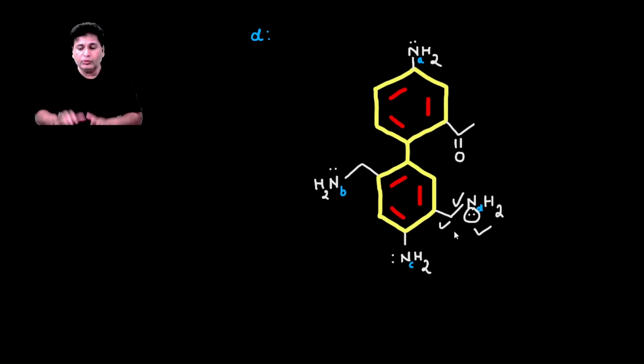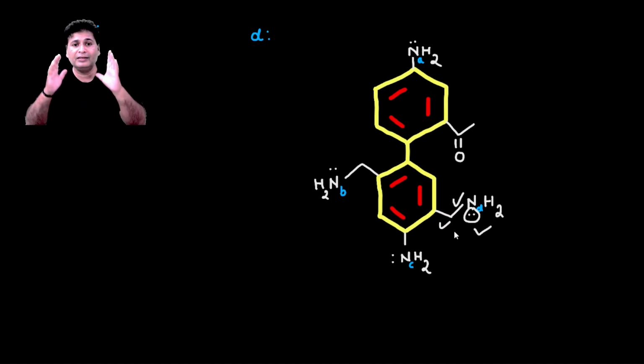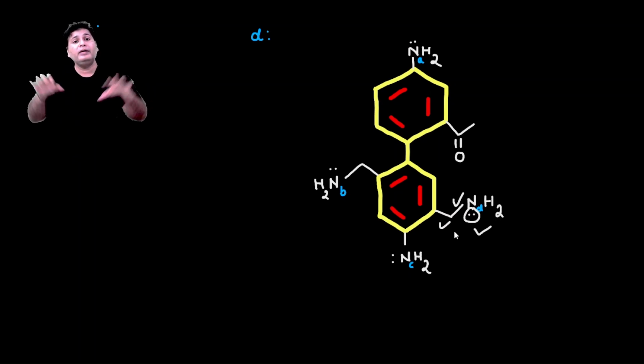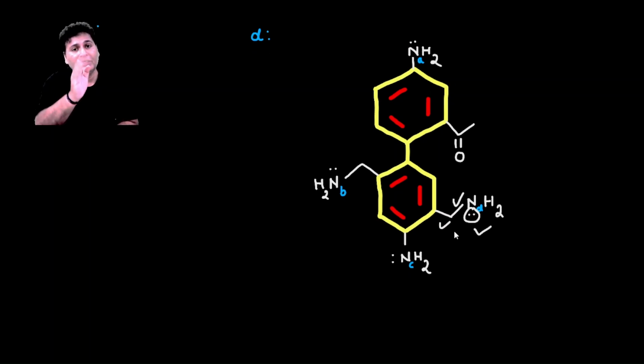Now once you come to this conclusion about D, you get a confusion: which is more basic, B or D? Why? Because in both the cases B and D, the lone pair is not in conjugation and remains on the nitrogen itself. Then how to decide which is a better base, whether it is B or D? For that, you have to see the next slide, which I have created to show the difference.